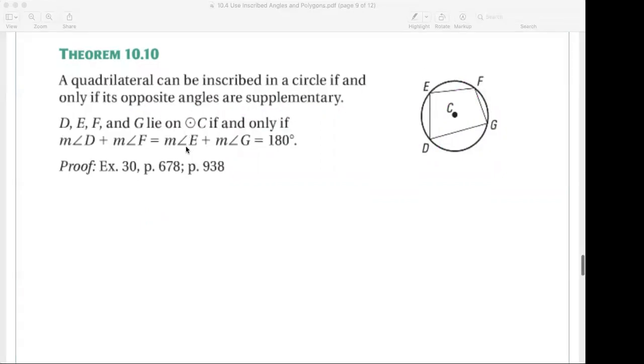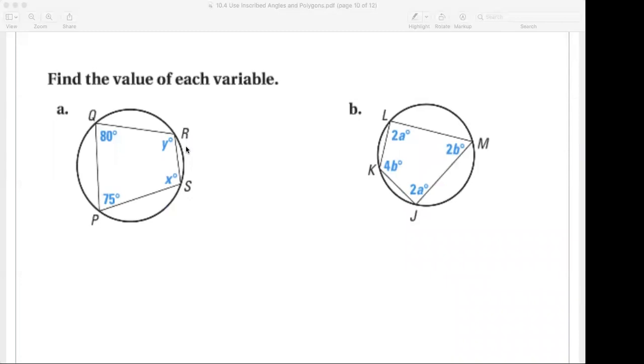Okay, so we're moving right along. These would be examples where we're going to use opposite angles being supplementary. Find the value of each variable. I'll go ahead and do A, and then you should pause it and do B on your own, okay?